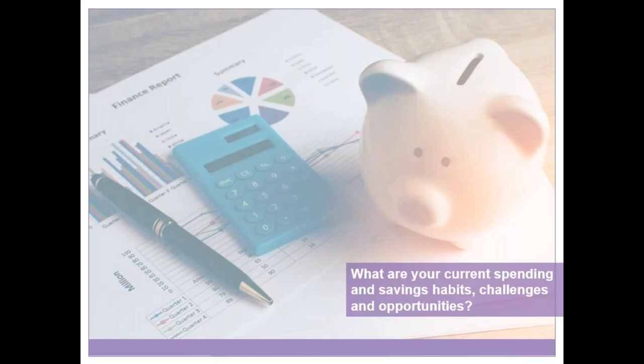Now that we've discussed income and earnings, let's transition to the next item on today's agenda. What are your current spending and savings habits, challenges, and opportunities? Outside of winning the lottery, which, by the way, the official Powerball website puts the chances of at about 1 in 175 million, the best way to ensure future financial stability is to start saving ASAP. If you really want your money to grow, you need to think seriously about where you put it.